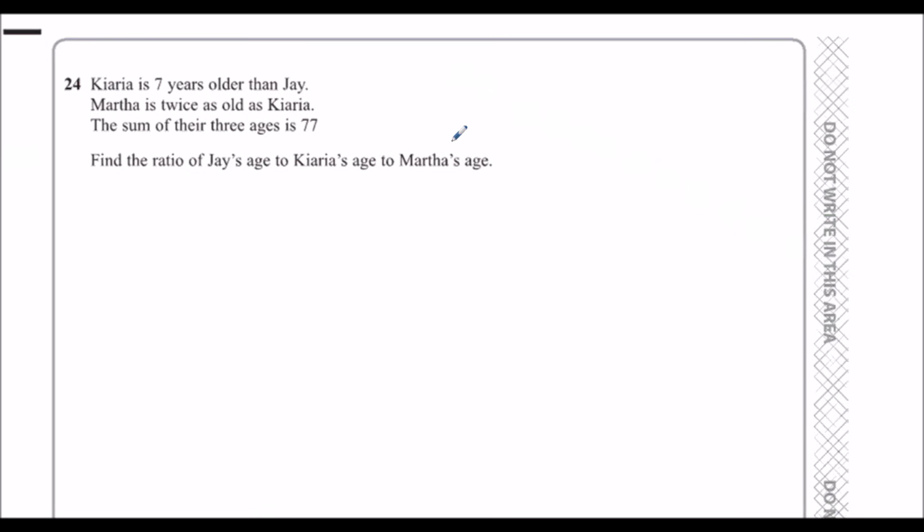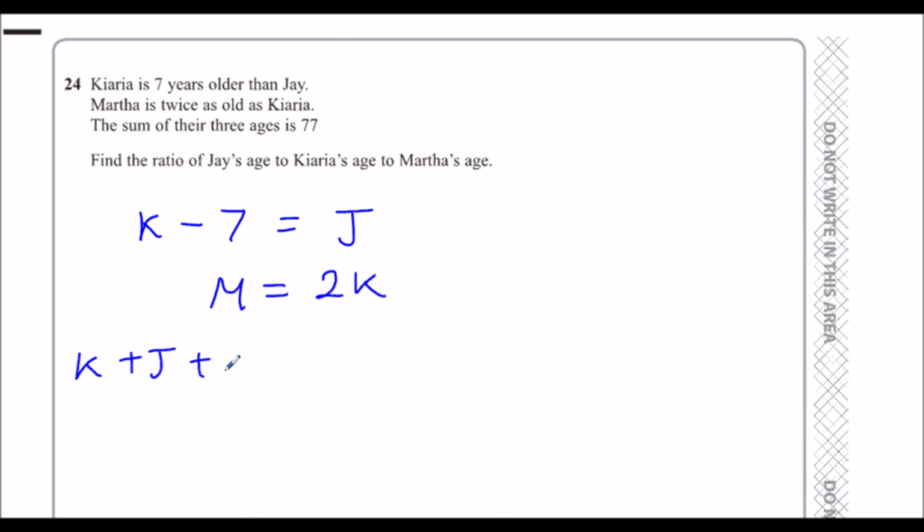So I think we have to write these as equations. Kiaria is 7 years older than Jay. So K's age minus 7 equals J's age. Martha is, M is twice as old as K. So M equals 2K. So K's age times 2 makes M's age. And the sum of their ages, so K and J and M all added together, makes 77.